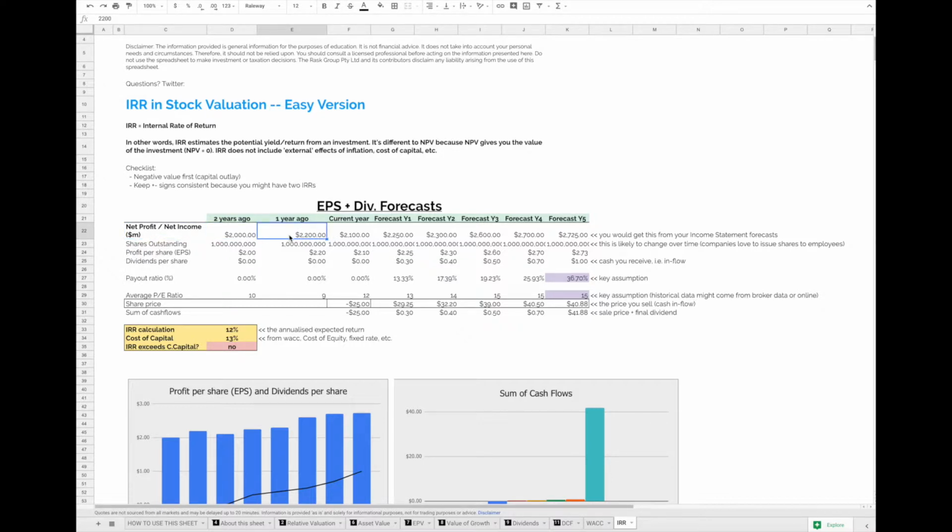Then it grew profit a little bit. The profit went back in the current year, or it's going to go back slightly. Then in the next year, it's going to reach 2.25 billion, 2.3 billion, etc. on to the 5th forecast year. Now you would get this from your income statement forecasts. So you forecast revenue, you forecast costs, expenses, tax, etc. And then you get to the bottom line.